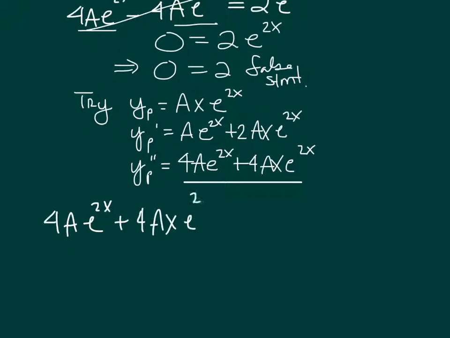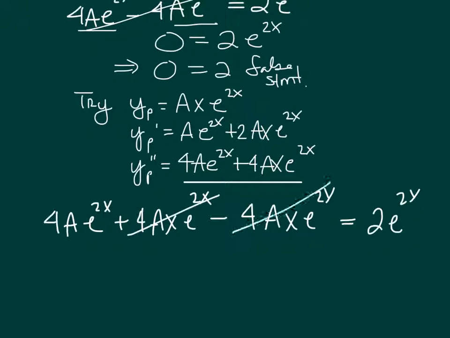axe minus 4y minus 4axe to the 2x. And that was going to, I believe it was, yeah, 2e to the 2x. Okay, so now can we combine any like terms? And we sure can, right? These guys are gone, right? They're exactly the same. And then we're left with 4a e to the 2x equals 2e to the 2x.